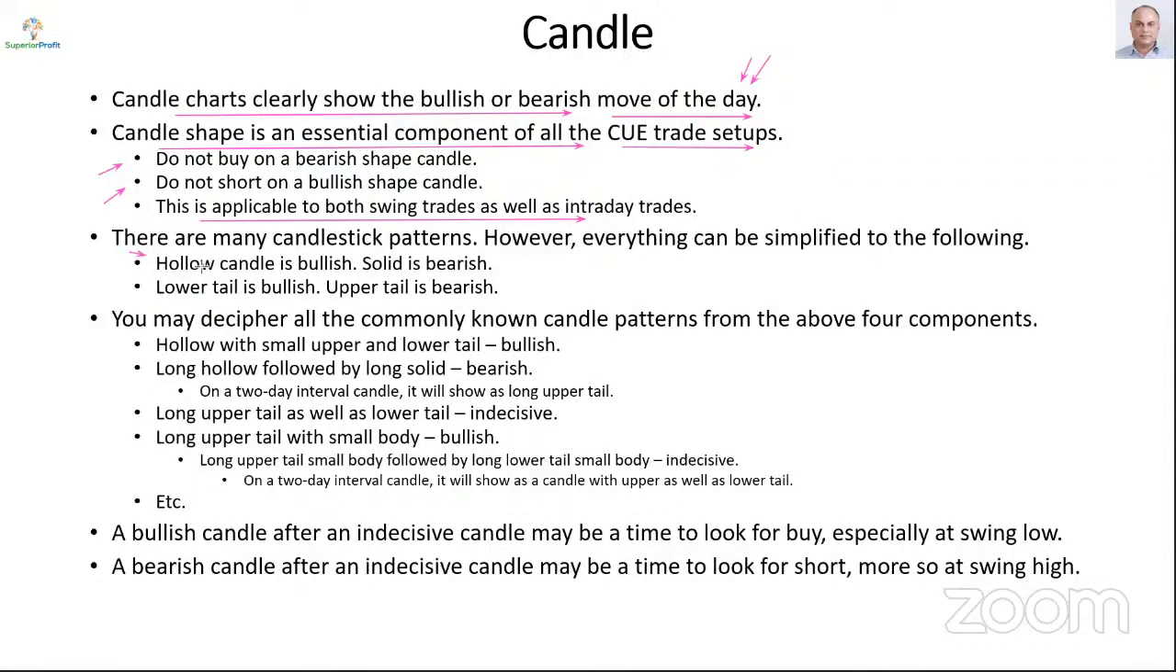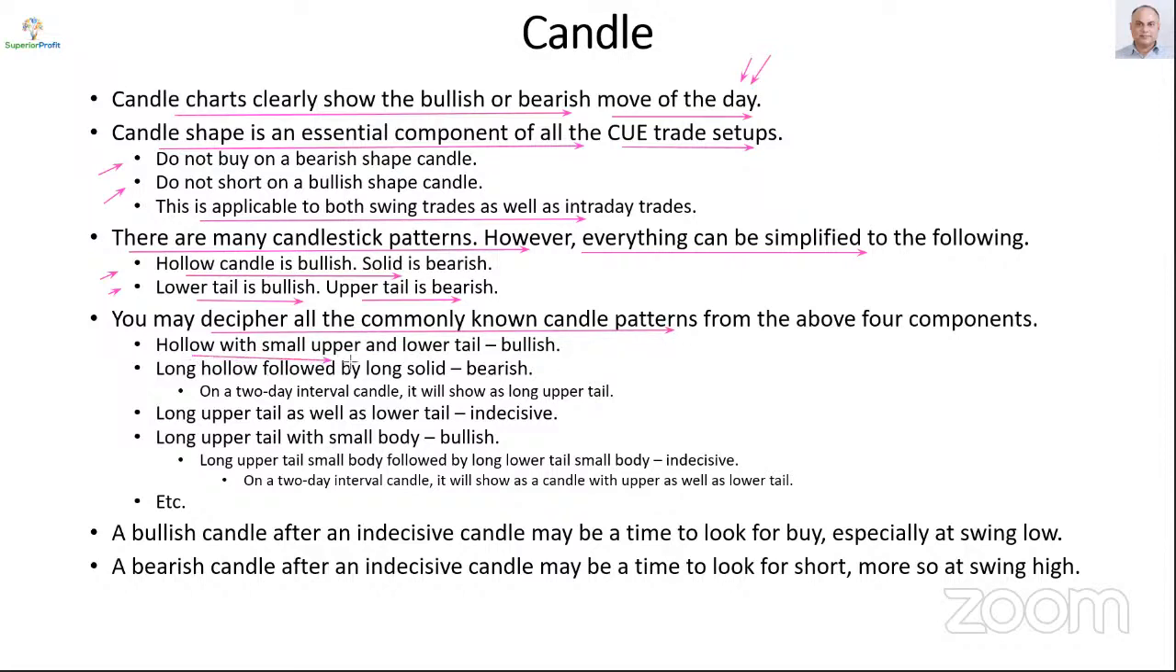Now, in traditional methods, there are many candlestick patterns. However, Q systems didn't try to define those because everything can be simplified to the following. Hollow candle is bullish, solid is bearish. Lower tail is bullish, upper tail is bearish. If we remember these two lines, then we can decipher every candlestick pattern from them. So we may decipher all commonly known candle patterns from the above four components.